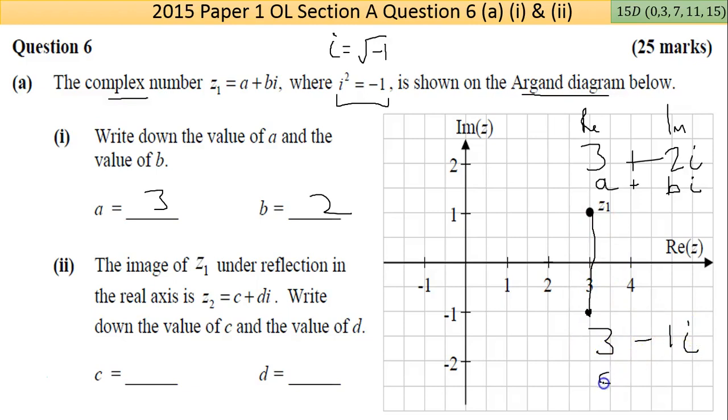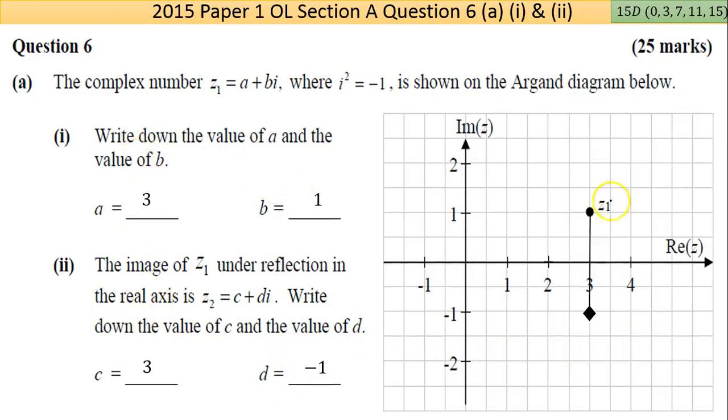So that's in the form now of C plus Di. So the C is the real part. So again, that's 3 there. The imaginary part now is the -1, that's the D part, the magnitude of the imaginary number. Okay, that's part A. So those are the answers built in there, and the diagram showing the reflection.